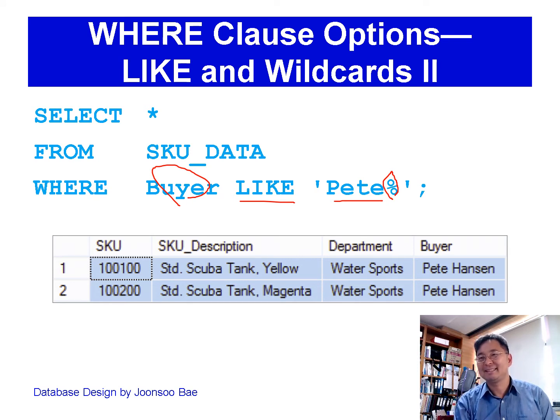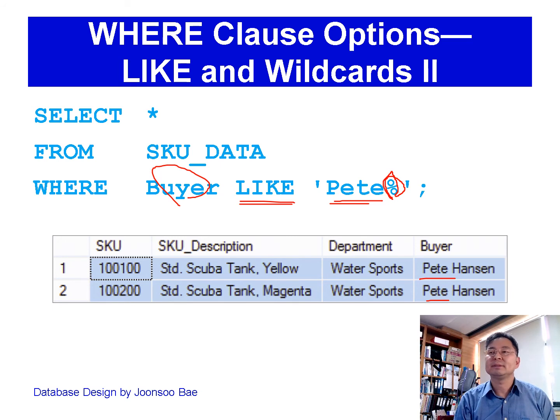Okay, yes, this is the correct one. I'm sorry, I was confused with the next slide. And this one, like 'pit', yes. The buyer must start with 'pit', and the following may be any character strings. Then the result is Pete Hansen. Pete Hansen will be searched. Okay, in this way, we can add a wildcard character in any position in the character string.